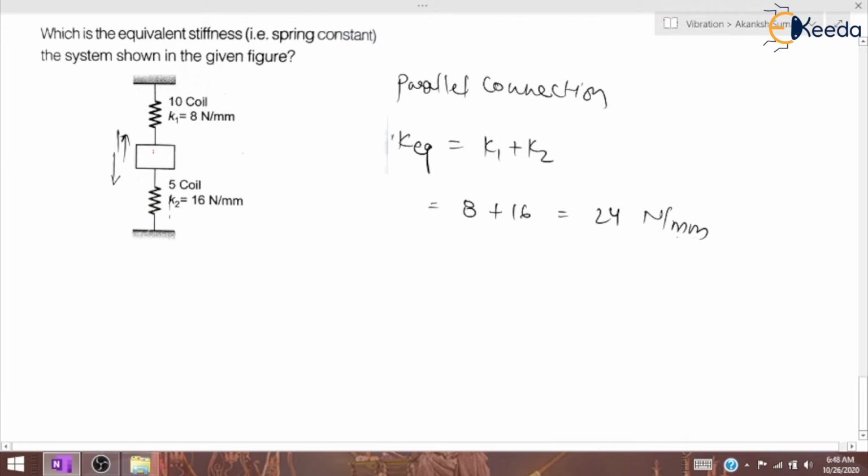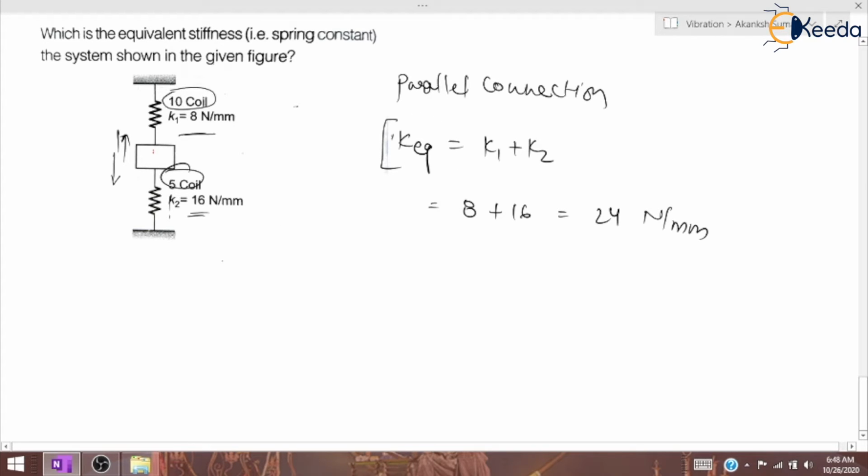Now the important thing is that 10 coils are given and 5 coils are given. Remember one thing, that when you calculate the equivalent stiffness, there is no effect of the number of coils on that. You need not consider the number of coils, whether it is 10 coils, 20 coils or 50 coils, it doesn't matter. You just have to focus on the spring constant of each spring. And according to the connection, you just have to apply the formula.